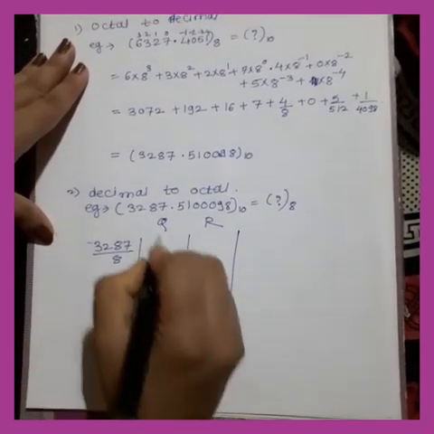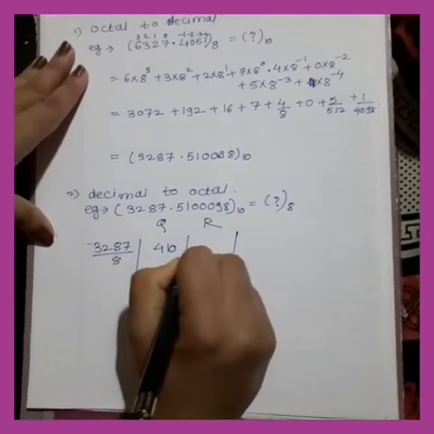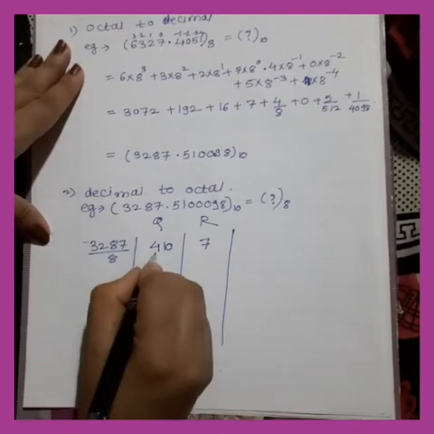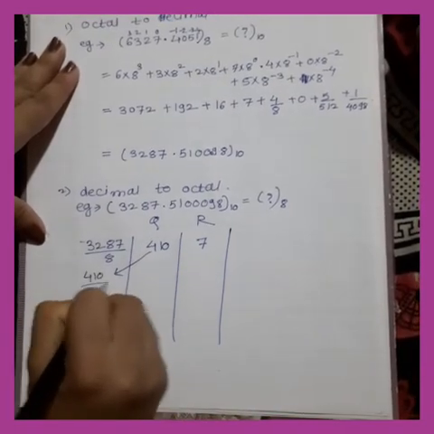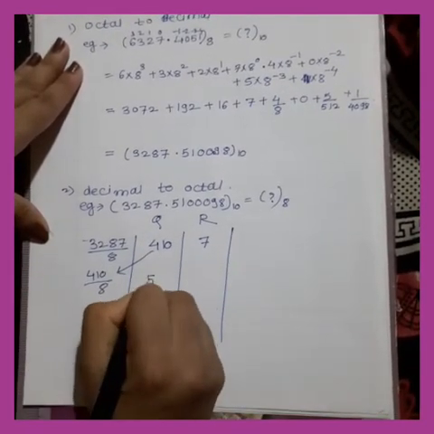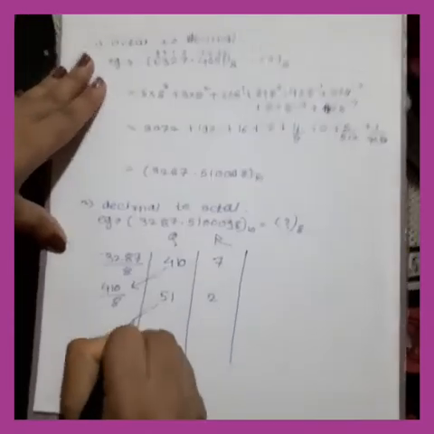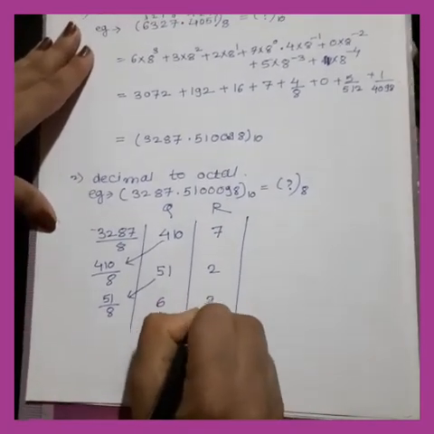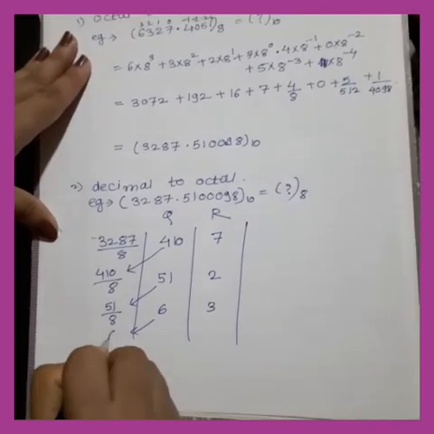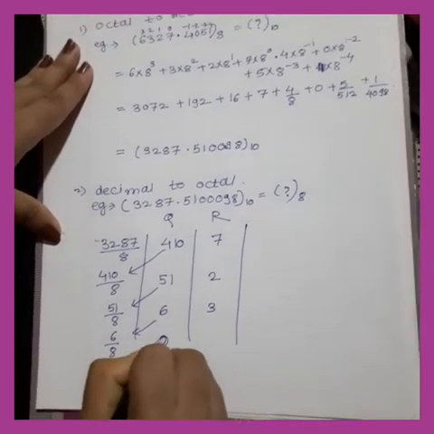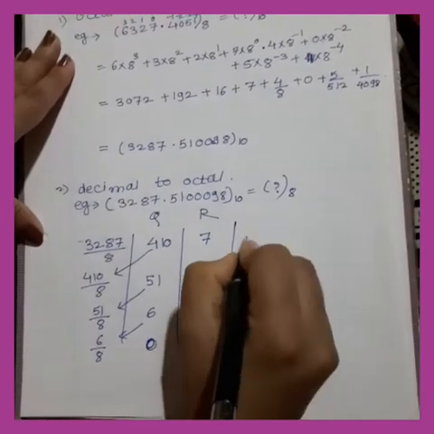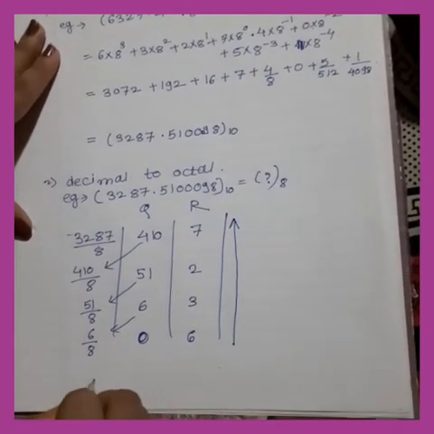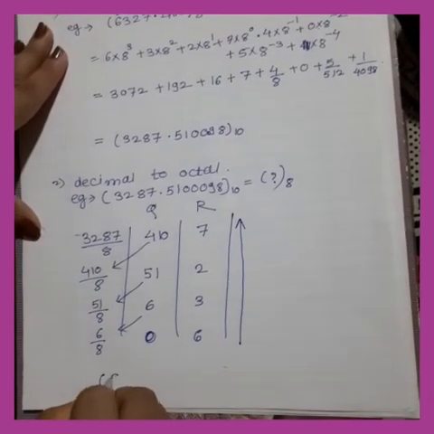We have to separately keep track of quotient as well as remainder. So if we divide this, we get the quotient 410. Remainder is 7. This 410 will come over here, divided by 8. Answer is 51. Remainder is 2. This 51 will come here. Answer is 6. Remainder is 3. This 6 will come here. Now it becomes 0 and remainder is 6. We have to read these remainders in reverse direction.